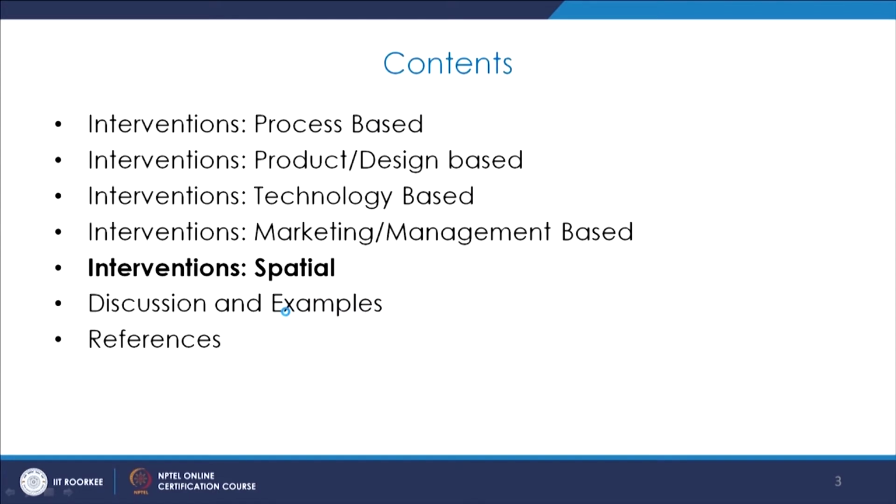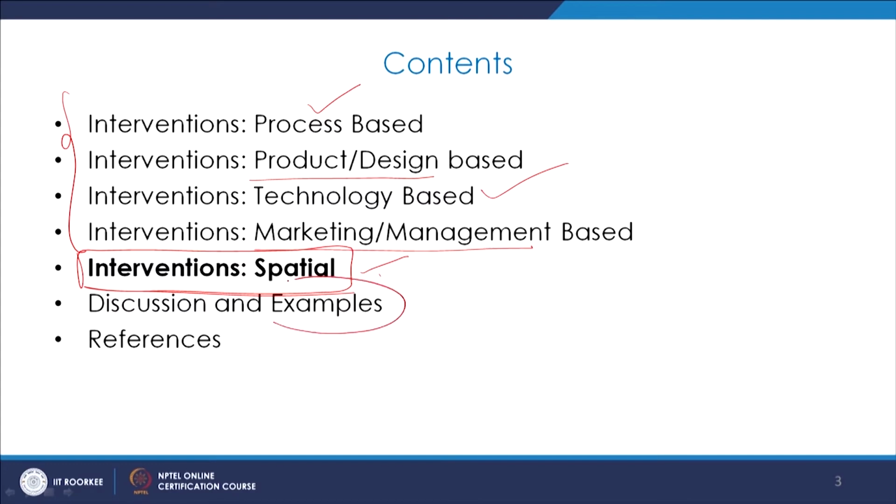Broadly seeing the contents for today, like of course I just told, all the different kinds of interventions that we saw: process based, product or design based, technology based, marketing management based, and this special section that we will talk about. It will be very brief, and I will be majorly focusing on architecture and textiles, and particularly talking about the works of architect and theorist Gottfried Semper. So we will see some examples, and of course towards the end the references.